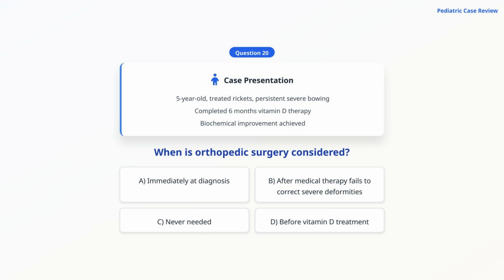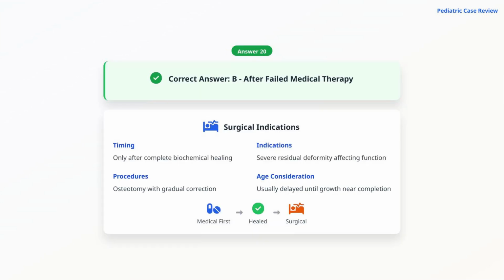Case 20. A 5-year-old child with treated rickets has persistent severe leg bowing after completing 6 months of vitamin D therapy. Question: when is orthopedic surgery considered for rickets? Option A, immediately at diagnosis. Option B, after medical therapy fails to correct severe deformities. Option C, it is never needed. Option D, before vitamin D treatment. The correct answer is B, after medical therapy fails to correct severe deformities.